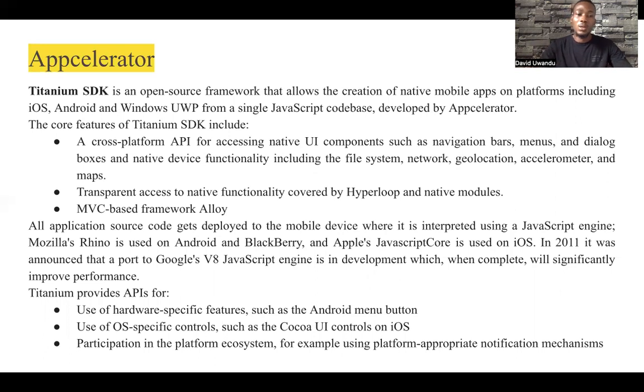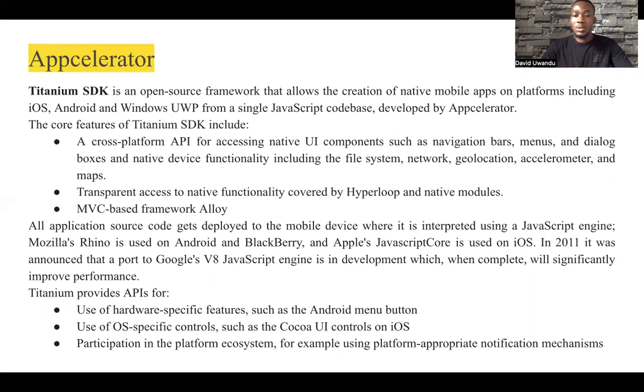Yeah, so like your Mozilla Firefox and your Google Chrome, they all have JavaScript engines. This helps to interpret the source code of these mobile applications so they can run smoothly. Now, it also provides APIs for use of hardware-specific features such as the Android menu button, use of OS-specific controls such as the Cocoa UI controls on iOS, and also participation in the platform ecosystem.